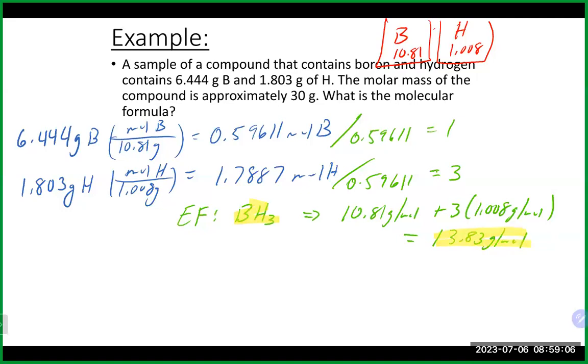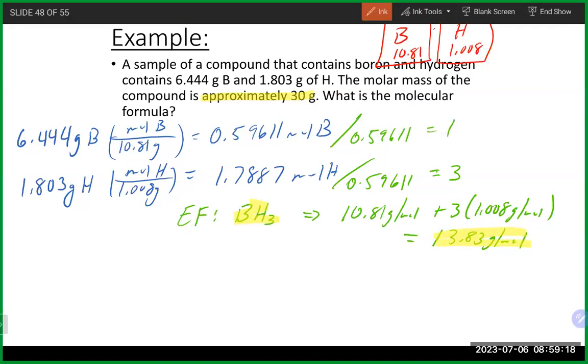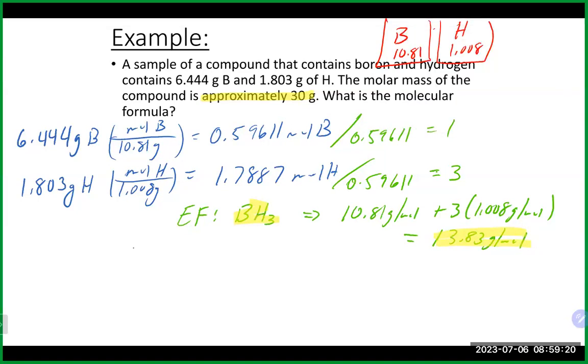And the last thing that we needed is the approximate molar mass of the compound, which, as I mentioned before, is typically given to you in the problem, which would be our 30 grams in this case. So we're going to take the approximate molar mass of our compound, 30 grams per mole, and divide it by the empirical formula's molar mass. And hopefully that should give us a number. In this case, we do get basically 2.169.